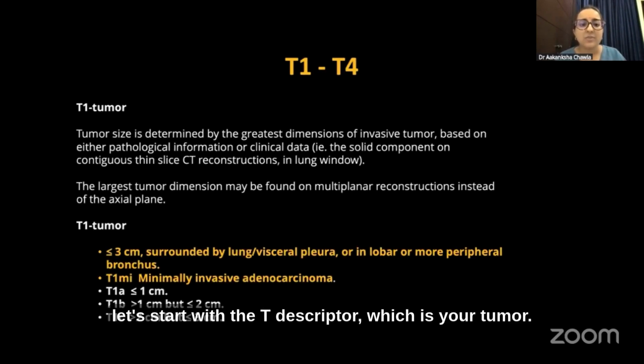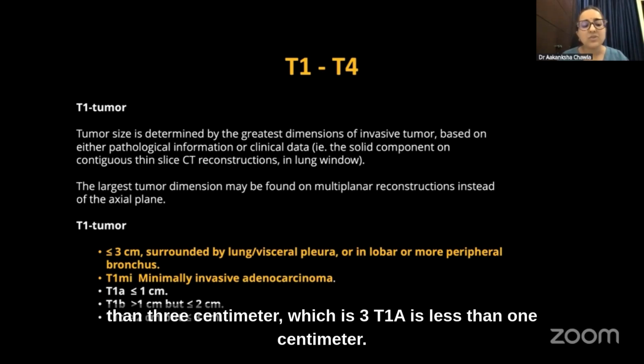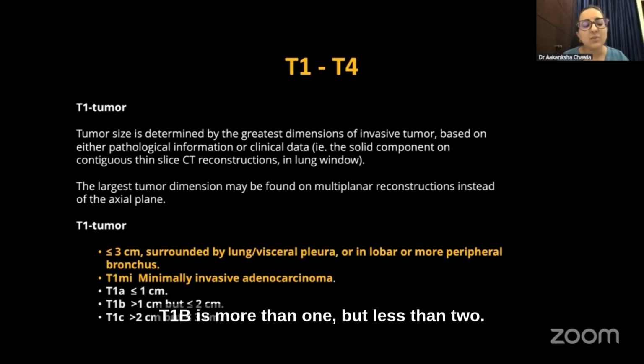Let's start with the T descriptor, which is your tumor. T stands for tumor, and it's T1 to T4. So let's look at the T1. T1 is basically a tumor which is less than 3 centimeter in size. It is surrounded by lung or visceral pleura, or in lobar or more peripheral bronchus. Now T1MI is minimally invasive adenocarcinoma. T1A, T1B, and T1C are different sizes of less than 3 centimeter: T1A is less than 1 centimeter, T1B is more than 1 but less than 2, and T1C is more than 2 but less than 3 centimeter.